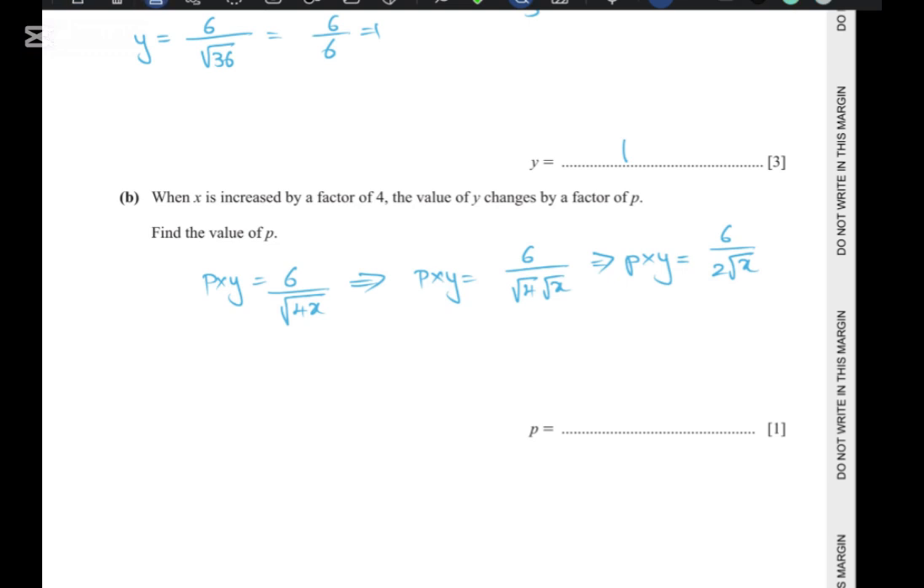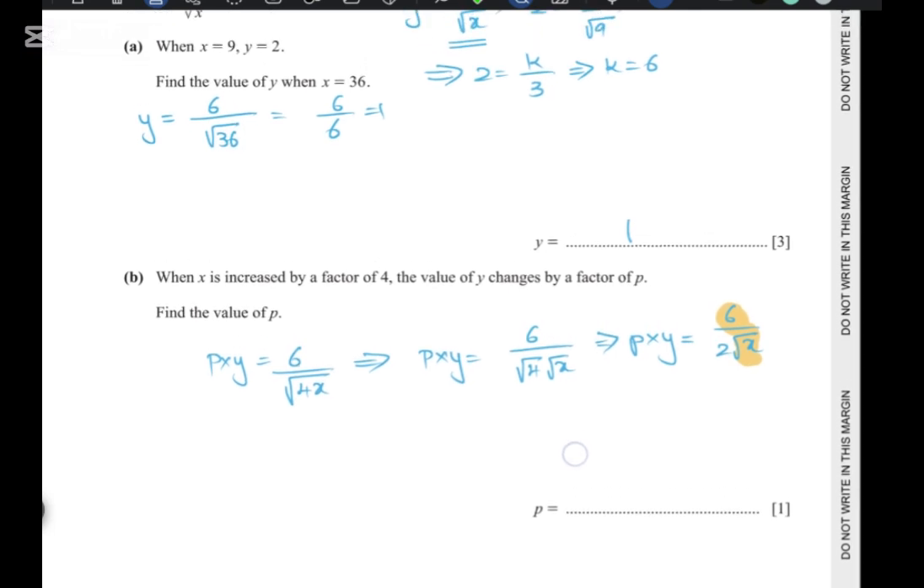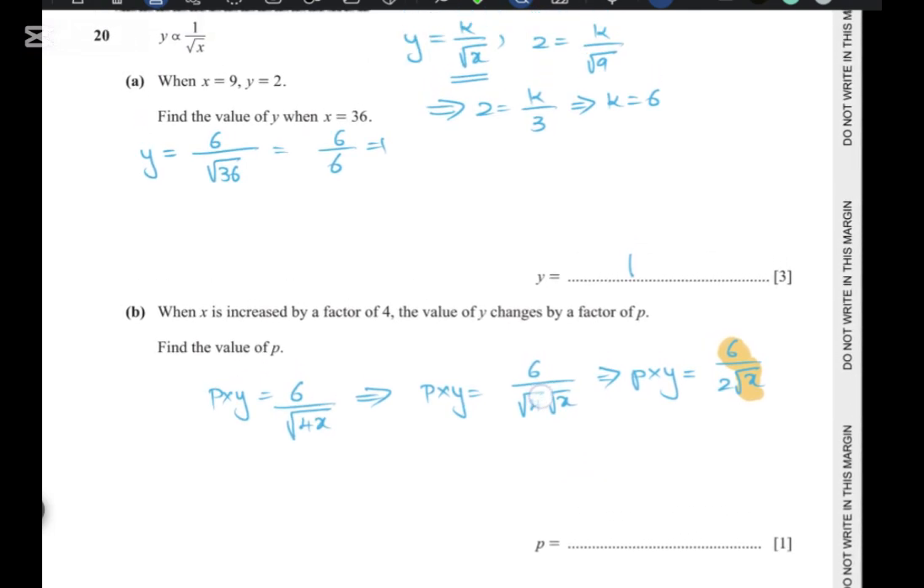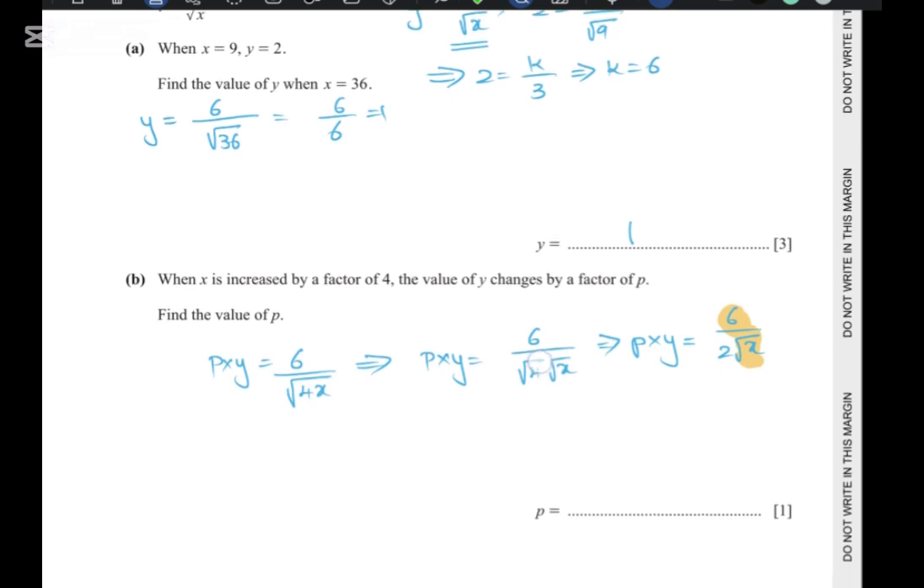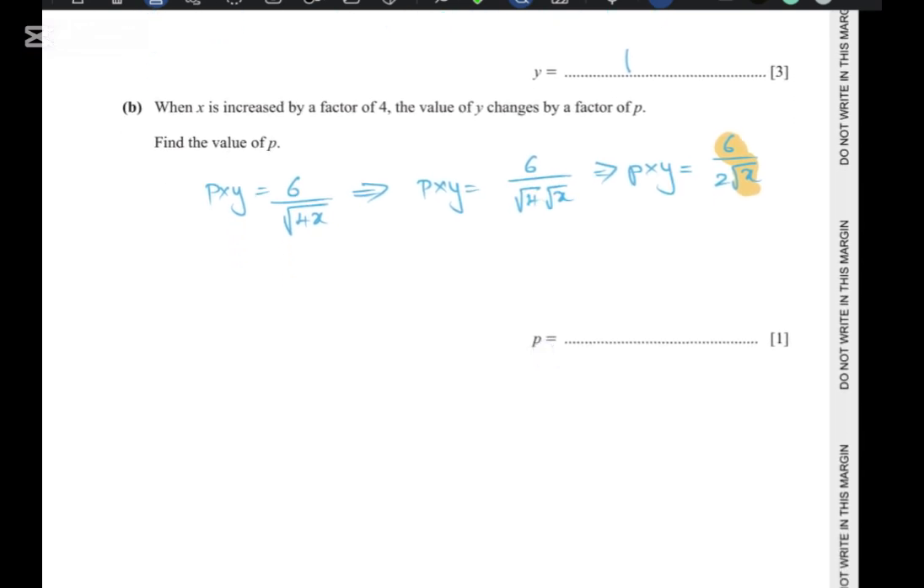Now 6 by root x is already y. We have seen that; the k value we found out, so k by root x is y. So what is the other number multiplied here? That is 1 by 2. 1 by 2 into 6 by root x is p into y. So this is y, and what is the p value here? 1 by 2. This is done.